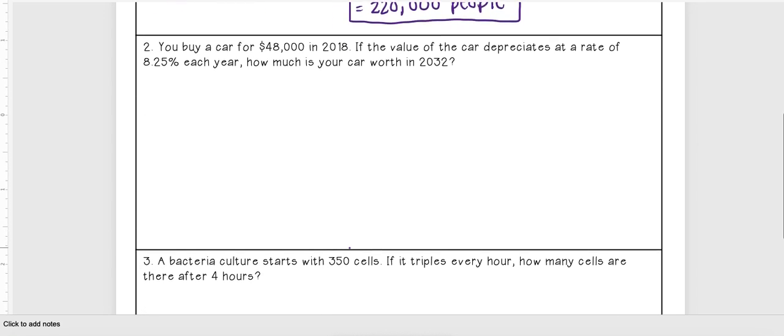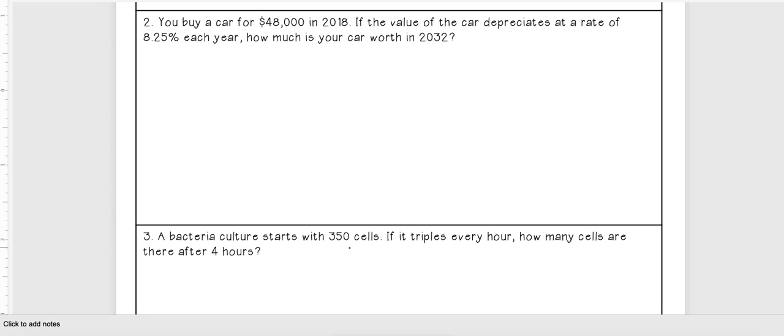Okay, let's try another example. Here it says you buy a car for $48,000 in 2018. If the value of the car depreciates at a rate of 8.25% each year, how much is your car worth in 2032? Okay, my first step is I need to figure out whether this is a growth or decay. So I'm looking for keywords. Keyword here I see is that it depreciates. And so that means it's going down, the value of the car. So that means this is a decay. So I know my function is going to be y equals a, instead of 1 plus r, it's going to be 1 minus r.